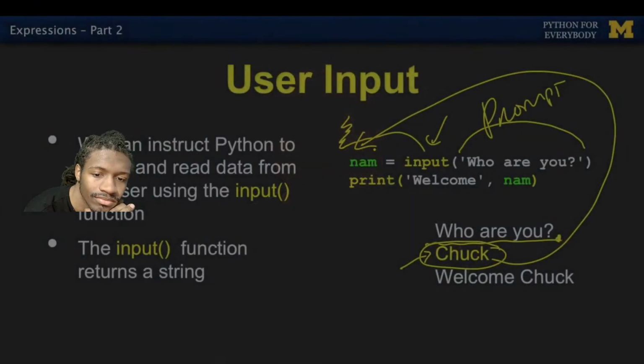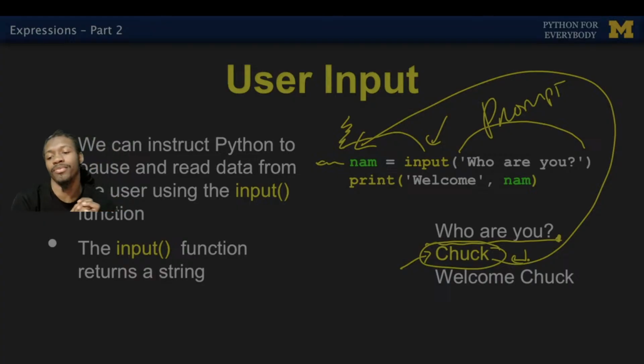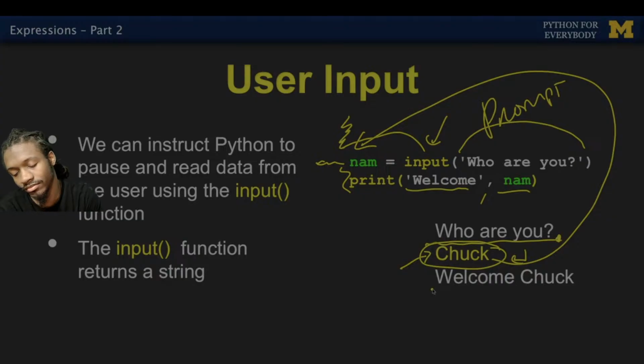And so that is the way. This program at this point pauses until we type and hit the enter key, and then it takes that line of input, including spaces, whatever I've typed, and puts it in that variable. And then the program continues. In this case, it just prints out welcome, comma, and then the contents of the variable nam.